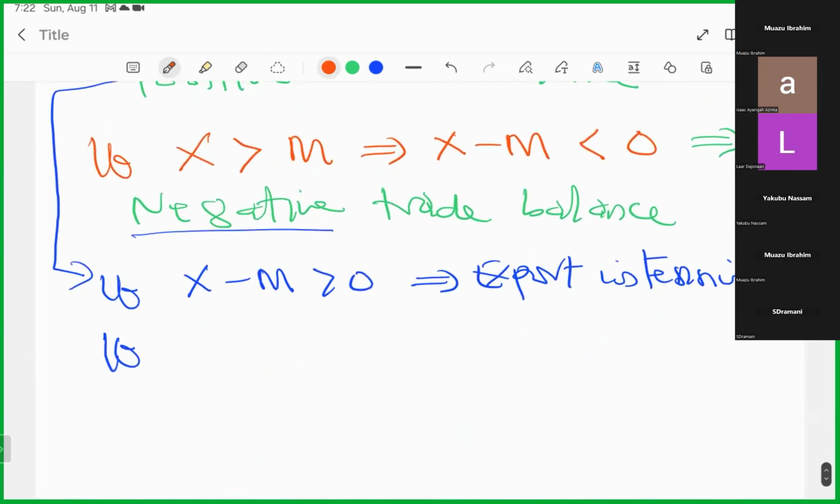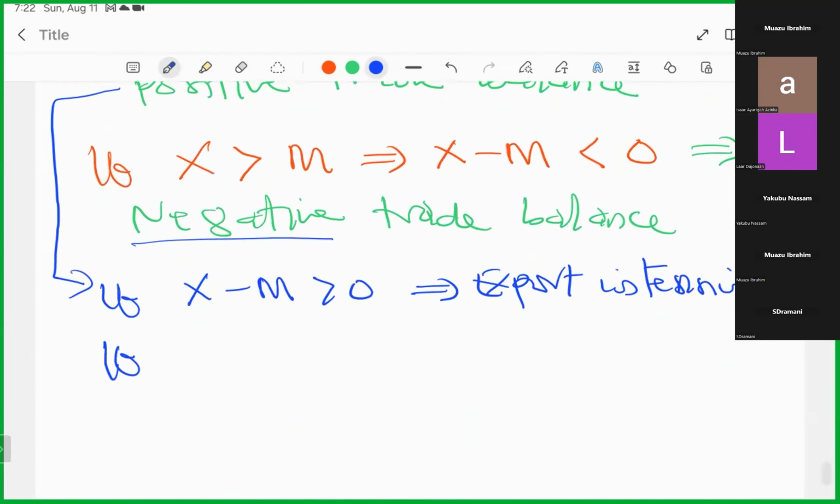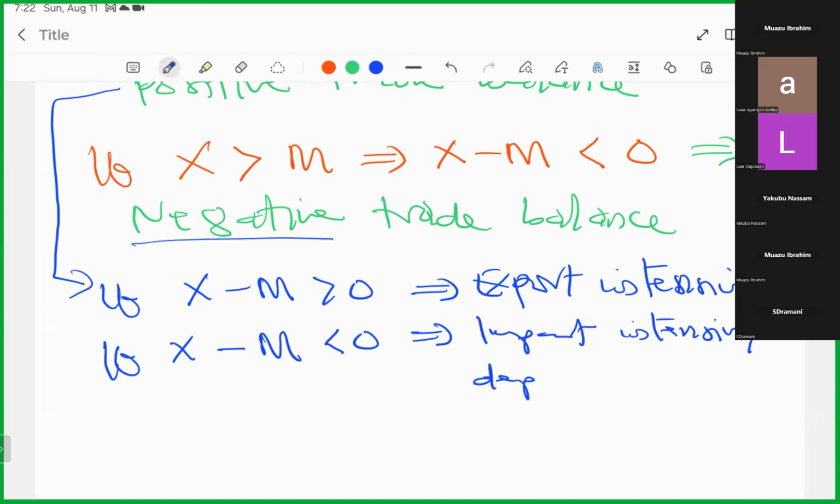Okay. So the second one is if export is less than import. It means that export minus import will be less than 0. In this particular case, we say the country is import dependent, or import intensive. And here our key example is our dear country, Ghana. So we always have a negative trade balance.